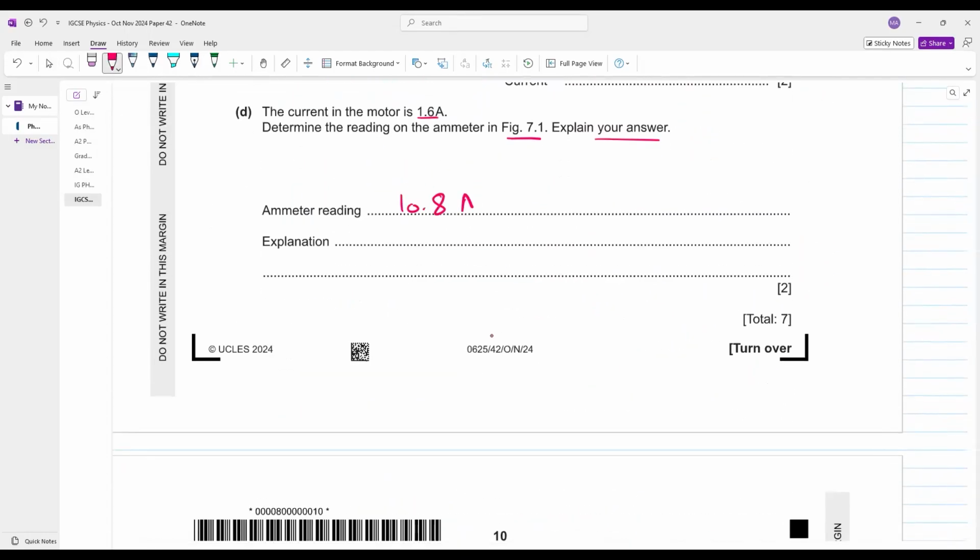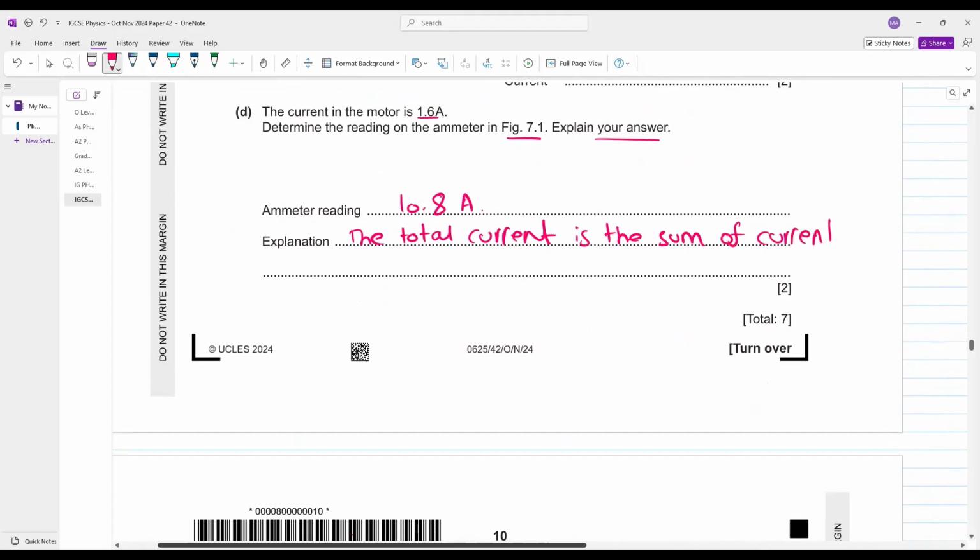And what can be your explanation? The total current is the sum of the currents in individual branches, and that is displayed on the ammeter. Total current is displayed on the ammeter, and total current is equal to the sum of the current in individual branches. Let's move further.